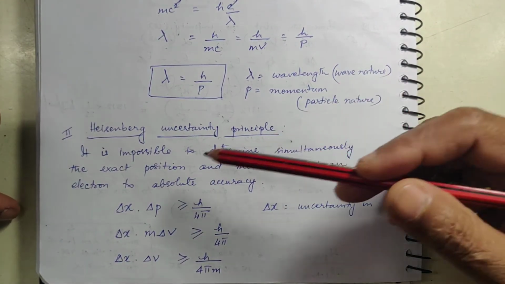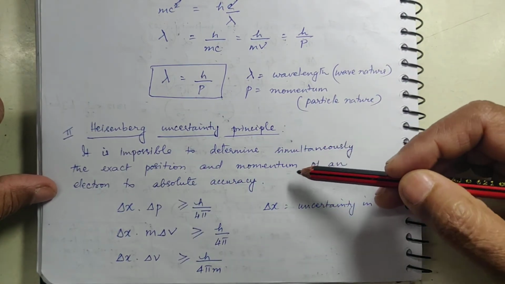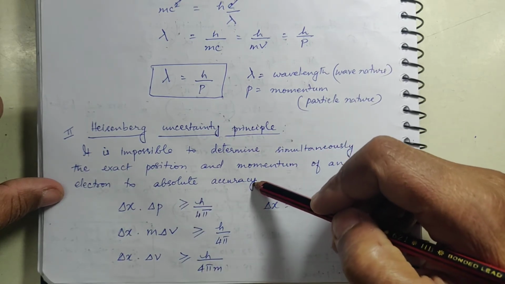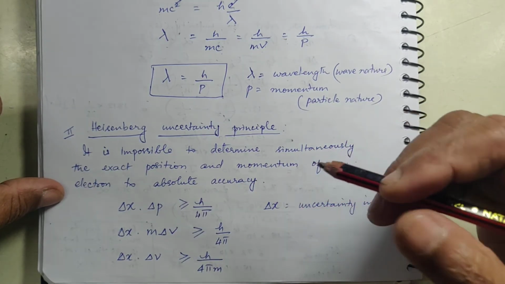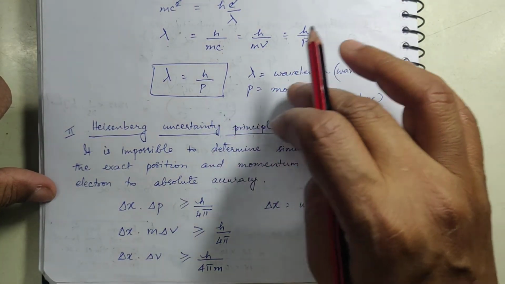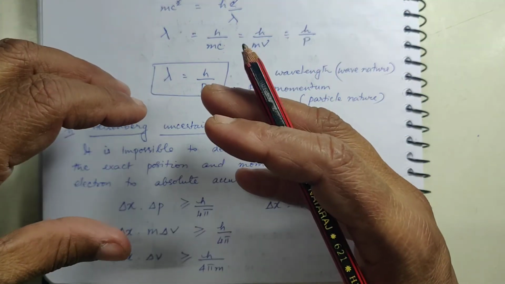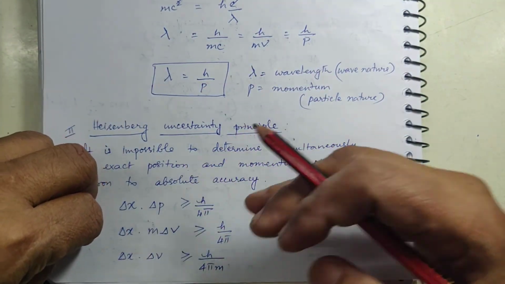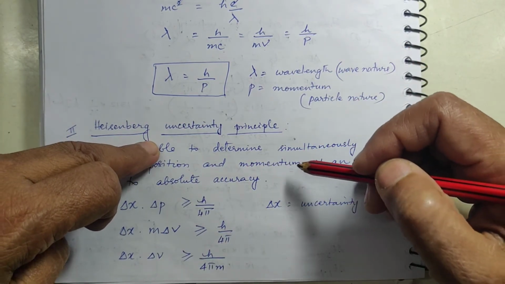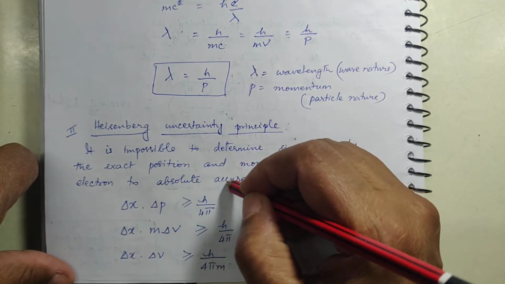He said that it is impossible to determine simultaneously the exact position and momentum of an electron to absolute accuracy. It is just impossible to determine where the electron is and what is its velocity at one particular time. If you try to measure one, then you will lose track of another. That is what he says. It is impossible to determine both position and velocity of an electron to absolute accuracy.